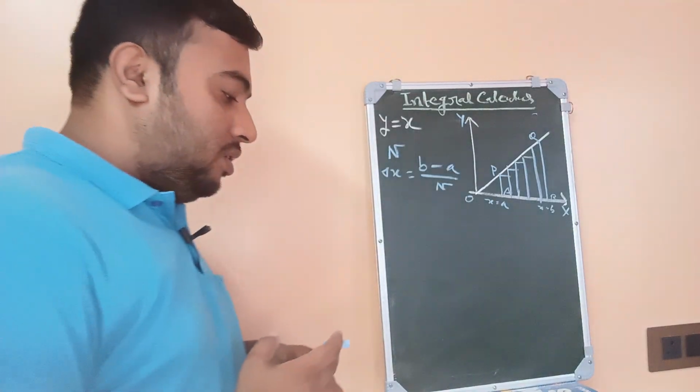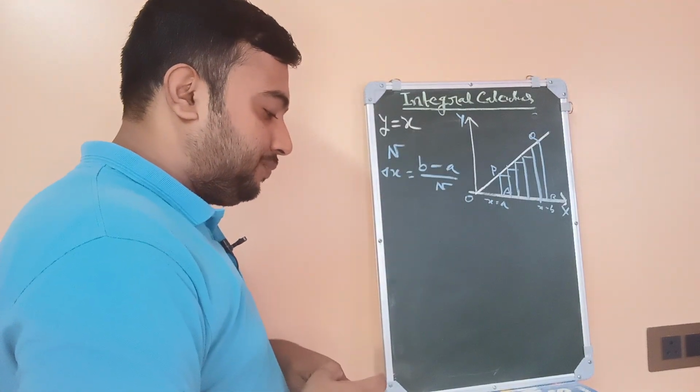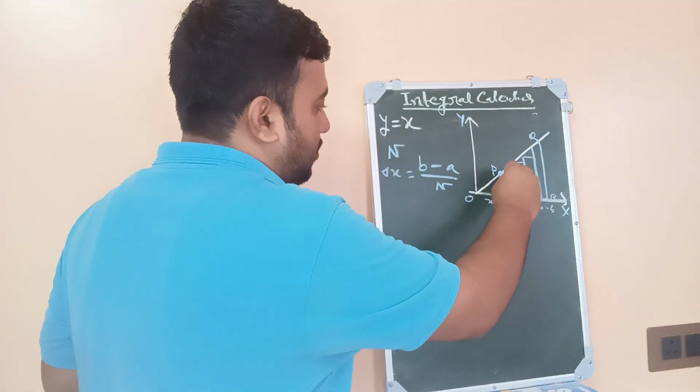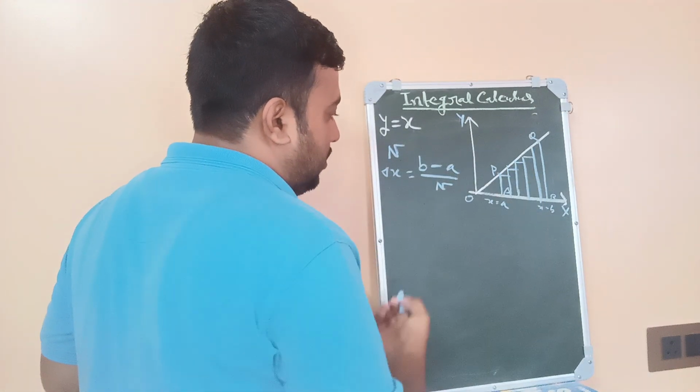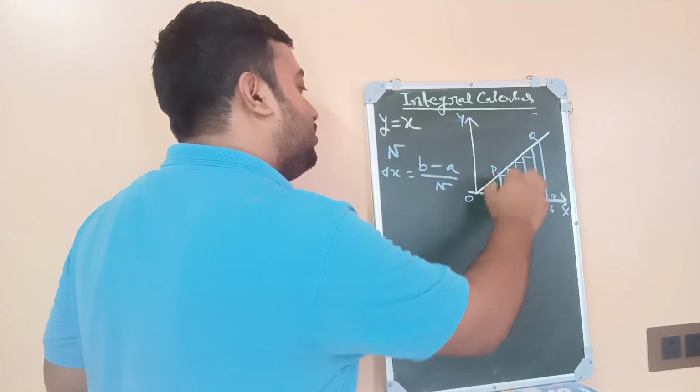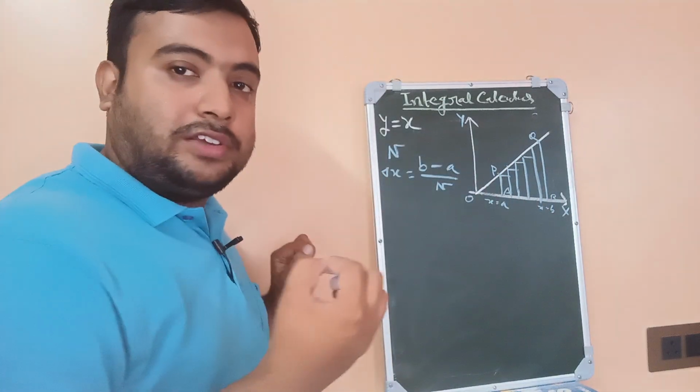Now the height of the first bar, this is at x equal to a, and also y equals a, because y equals x.